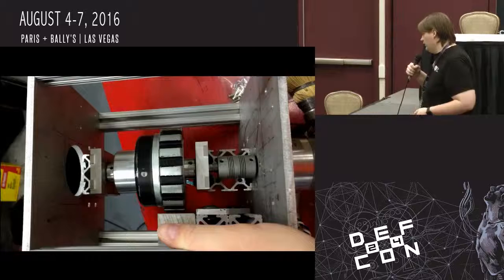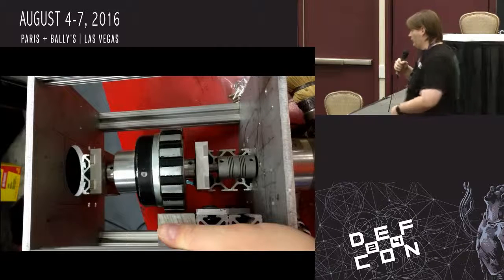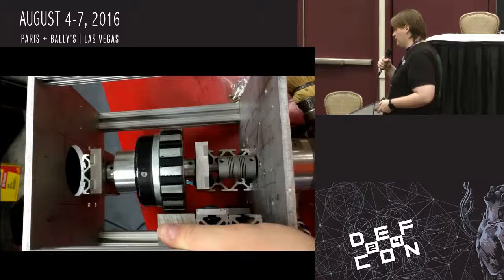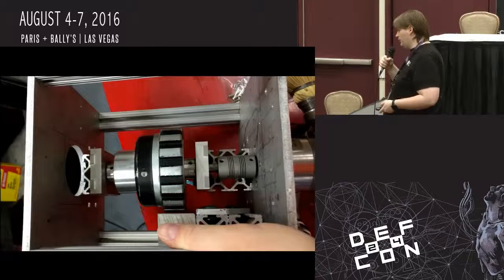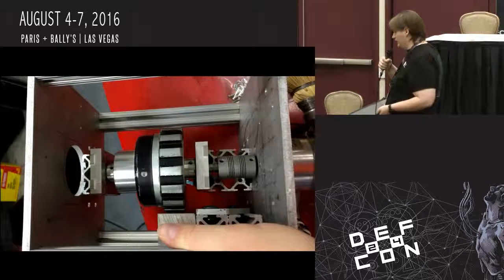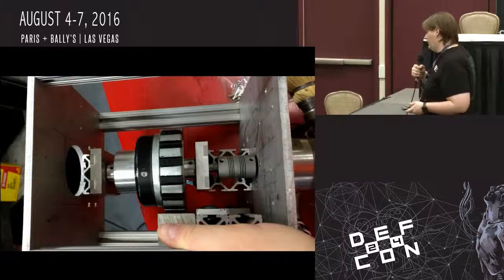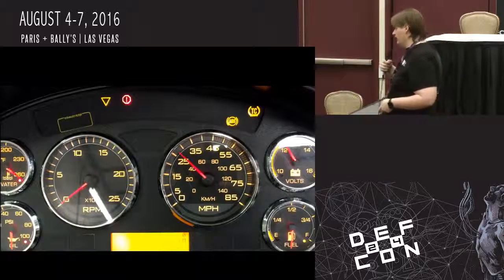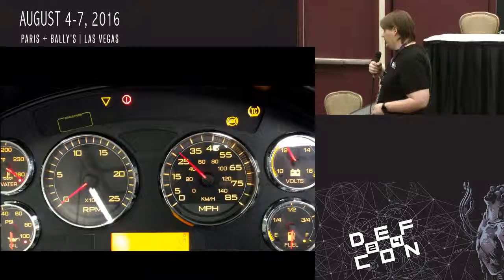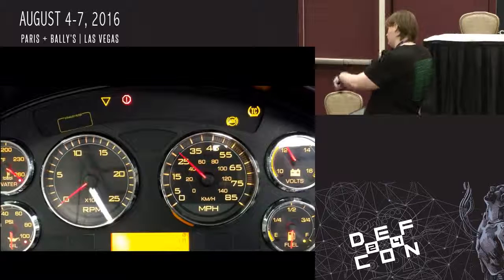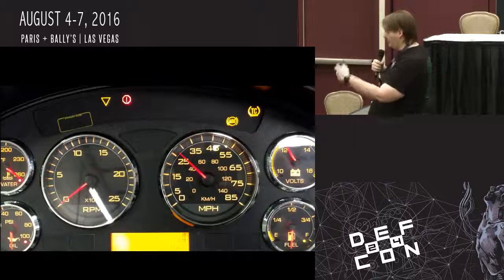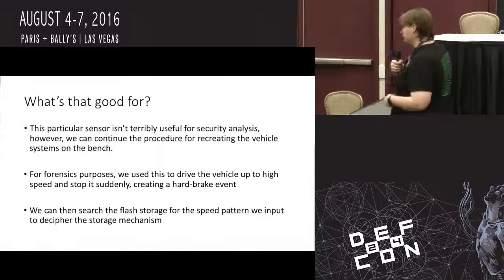Eventually, we ended up building a more safe apparatus with this enclosure around it in case the thing ever decided to fly apart, because, you know, metal things spinning at 3,000 RPMs like to fail. So we built this apparatus that was much more reliable, and we were able to use it for several years. And then here's a picture of an instrument cluster we rigged up, and we're feeding the ECM the signal, and then the ECM is broadcasting the CAN traffic, and the instrument cluster is receiving it.